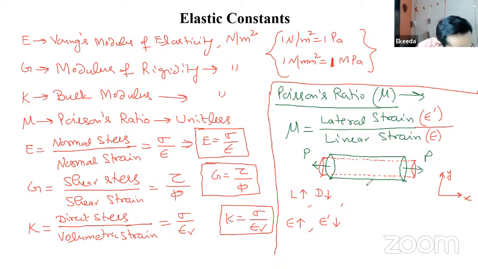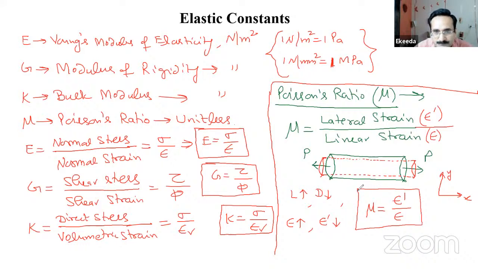and we have applied stress only in one direction, but there is the effect of that in other direction also. So Poisson says that the ratio of these two strains, lateral strain and linear strain, is always constant. That is given by Poisson's ratio, right? So Poisson's ratio is basically the ratio of the lateral strain upon linear strain. So this is the Poisson's ratio, right?